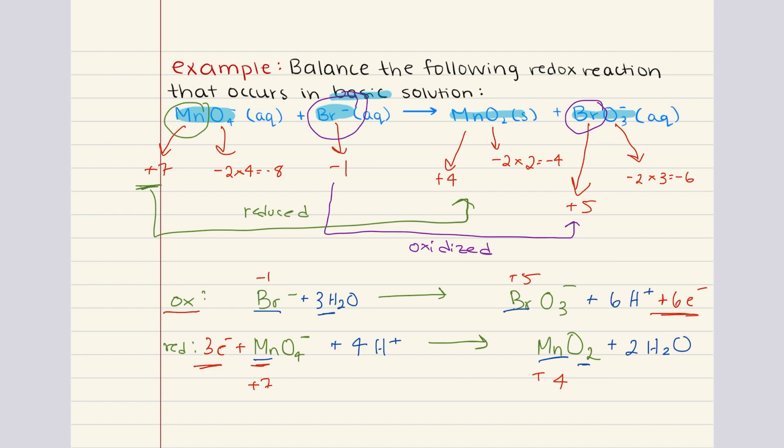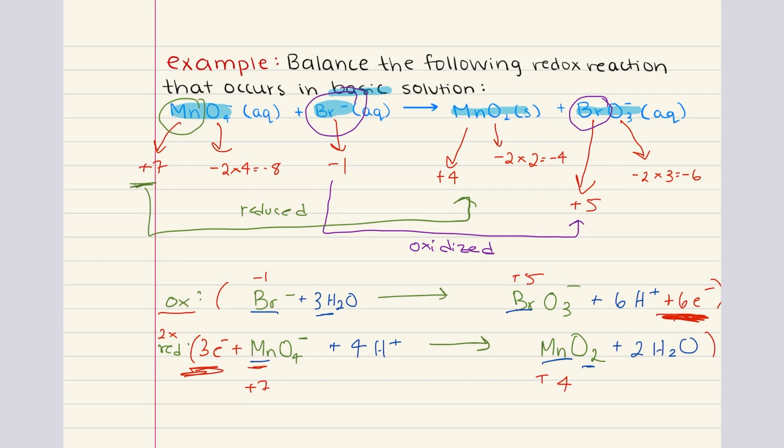step 5. In step 5, we want to multiply the 2 half reactions by factors that equalize the number of electrons. The least common multiple of 6 and 3 is 6, which means for our oxidation half reaction, we don't have to multiply it by anything. And for our reduction half reaction, we just need to multiply that by 2. To reiterate, we're going to be multiplying the reduction half reaction by 2 so that the number of electrons in both the oxidation and reduction half reactions are equal to each other.